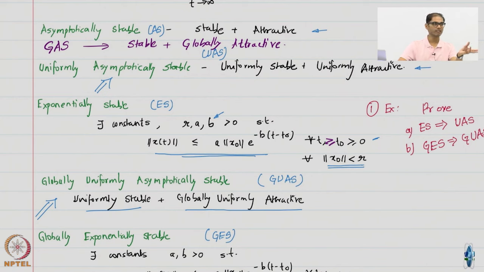If the first strengthening is imparting uniformity, which is independence with respect to initial time, then the second strengthening is giving some kind of a global property, which is basically removing bounds on initial conditions. So if the initial x0 is unbounded, that is, you can allow for any initial condition, then you have global properties. All right, simple.